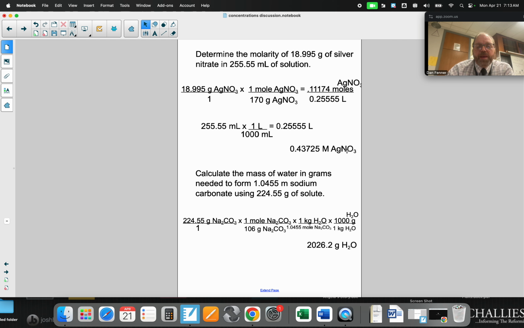For the second one, again, I'm giving you a concentration, so we're not going to start with it. That's my solute. Solute goes to moles, and then moles to kilograms, and I'm asking in grams, so I convert it that way. We end up with 2,026.2 grams of water. All right. Hopefully that wasn't too bad.